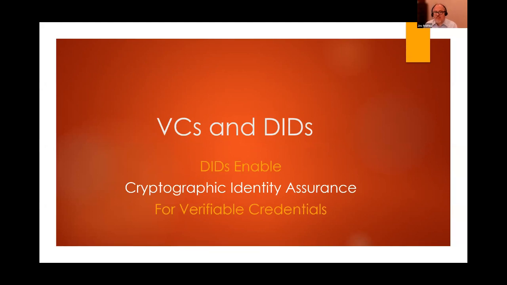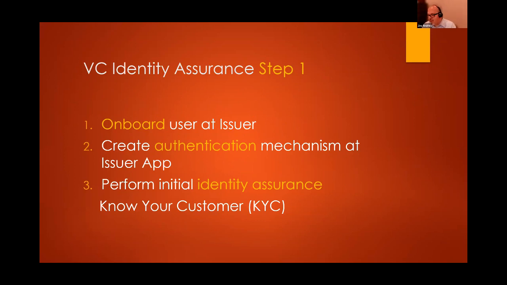So let's talk about VCs. This is the first part of my contrast and compare to explain what NFTs are and how DIDs work with that. DIDs for VCs enable a particular form of cryptographic identity assurance. And they do it in 3 steps. The first step is you onboard the user at the issuer's app. And that includes creating an authentication mechanism. You can give them username and password. You can use some other mechanism. You can even have them log in with Facebook if that's how you want to secure that first app.